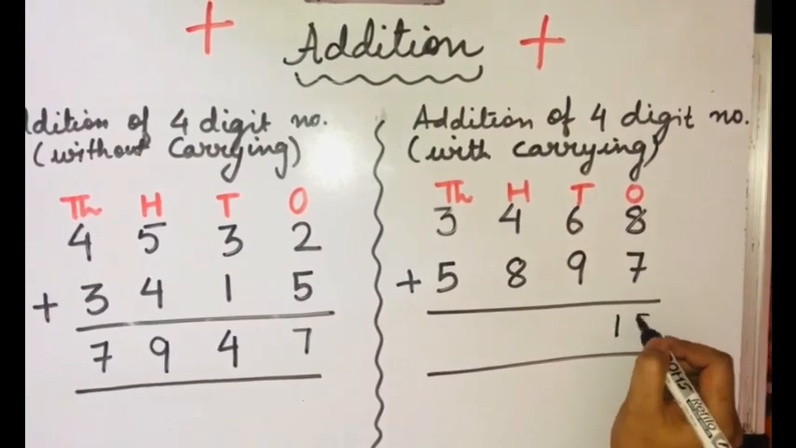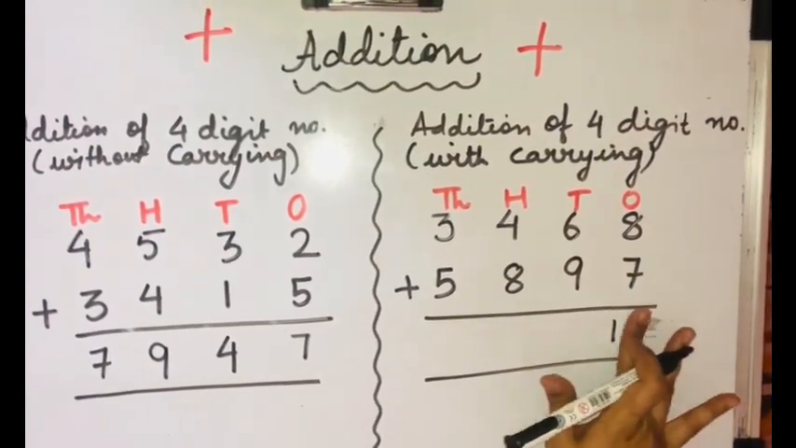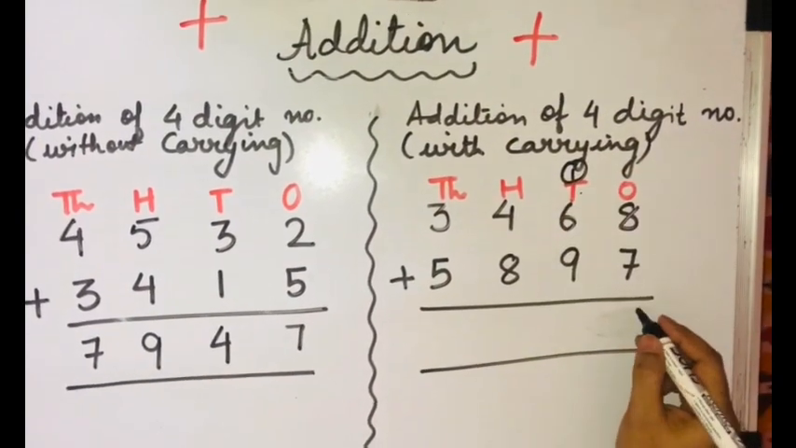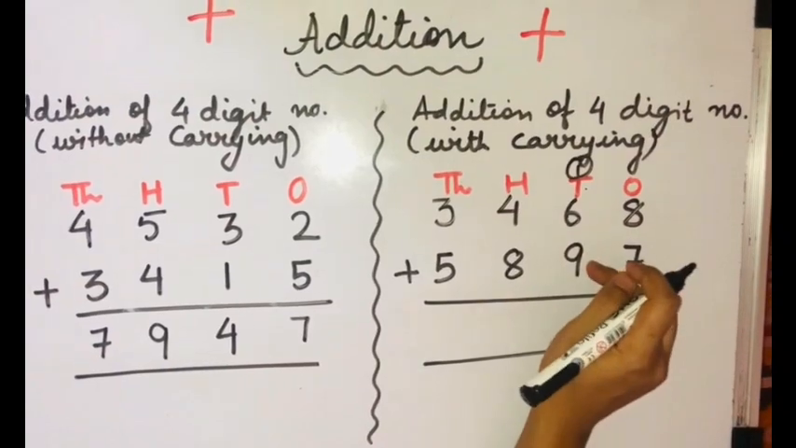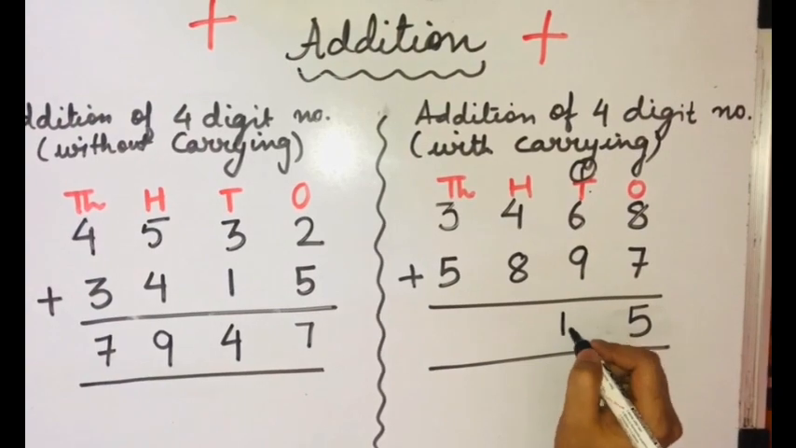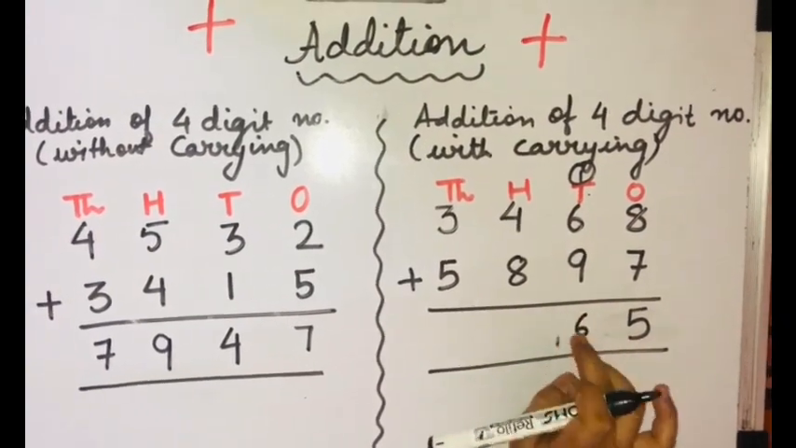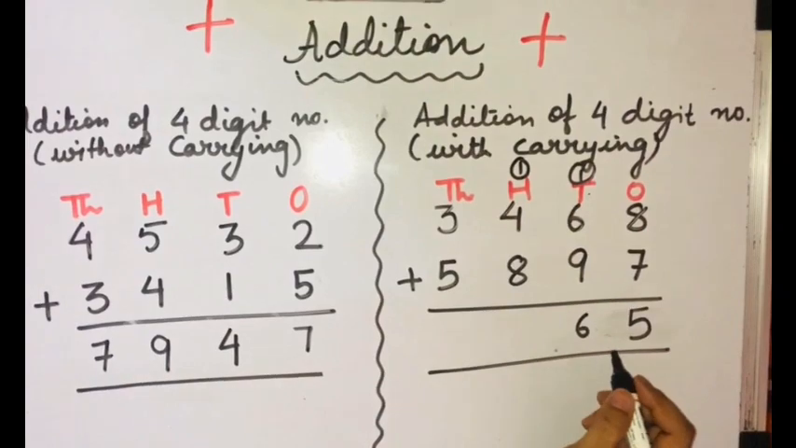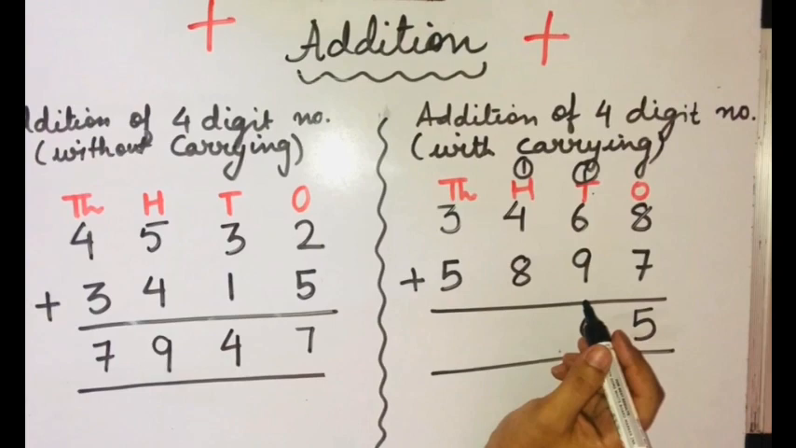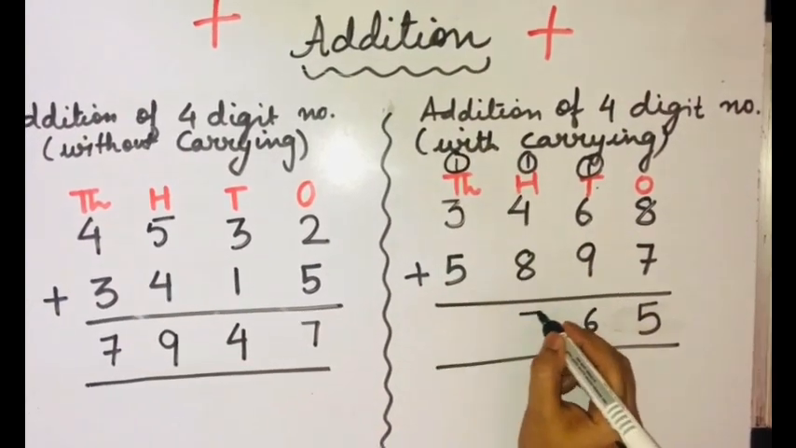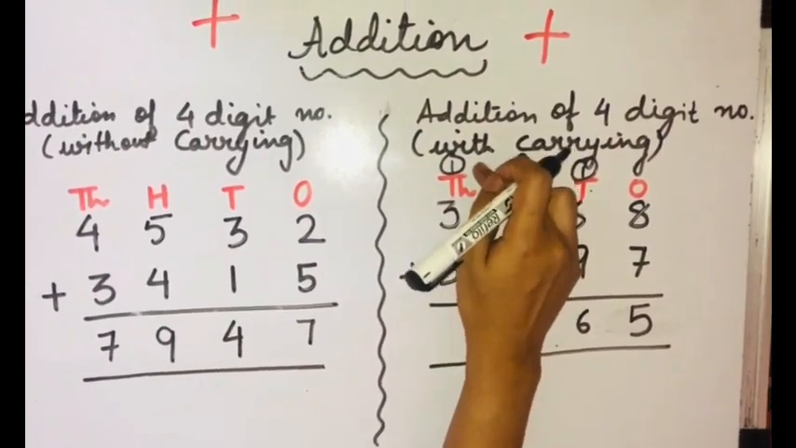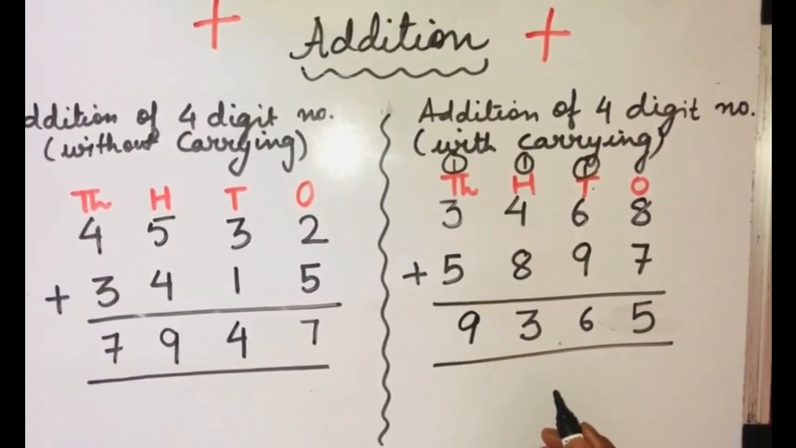So we cannot write 15 like this. It will be wrong. What we will do is, we will carry 1 here and 5 here. Now 9 plus 6 is 15. Plus 1 is 16. Again you cannot write 16. 6 you will write here, but 1 will be carried here. Now 8 plus 4 is 12. Plus 1 is 13. 1 will be carried here and 3 we will write here. Then 5 plus 3, 8 plus 1, 9. The answer will be 9365.